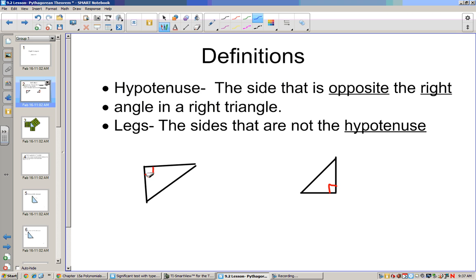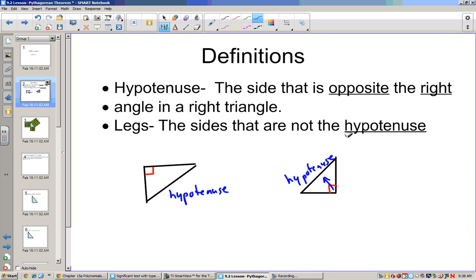So in this triangle, our right angle is here, so opposite of that will be this side. That's the hypotenuse. While this one on the right-hand side has a right angle in the lower right-hand corner, so we go opposite of that, and this is our hypotenuse. Now, as I'm struggling spelling hypotenuse when it's on the paper, we can move on to legs.